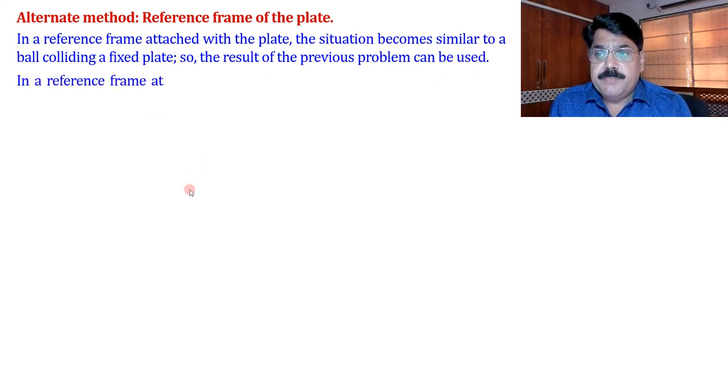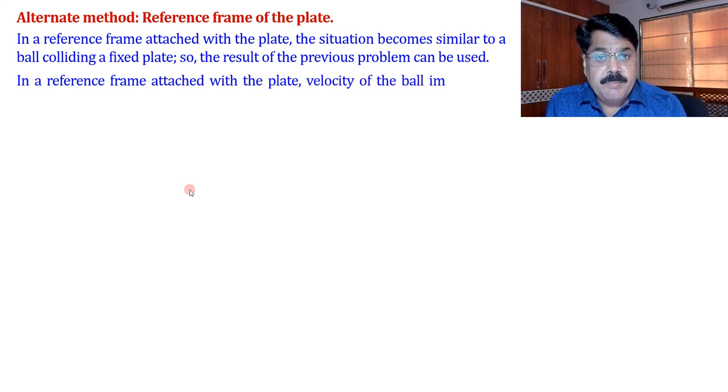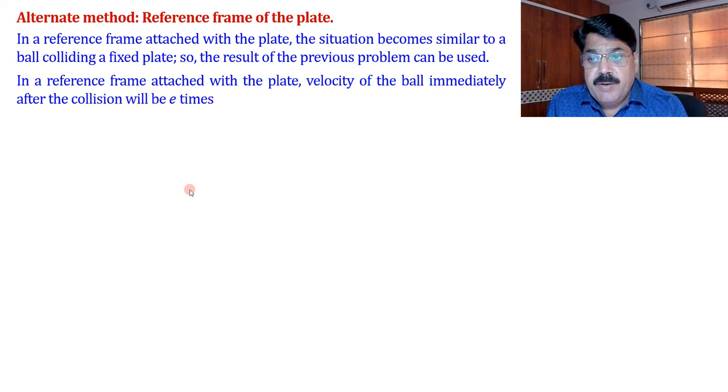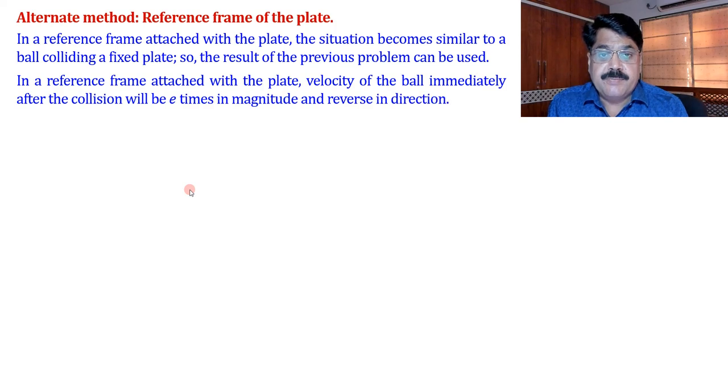In a reference frame attached with the plate, velocity of the ball immediately after the collision will be e times in magnitude and reverse in direction. That is the result we have incorporated from problem number 5. Now how can we use this idea?